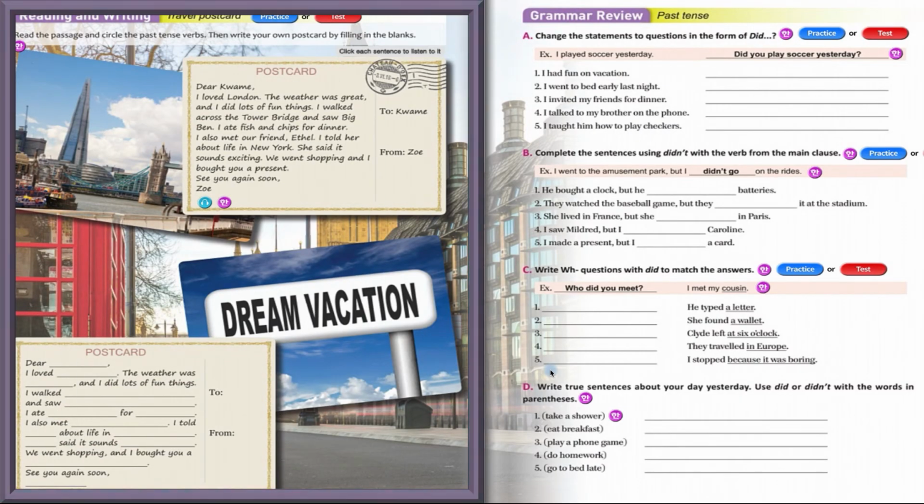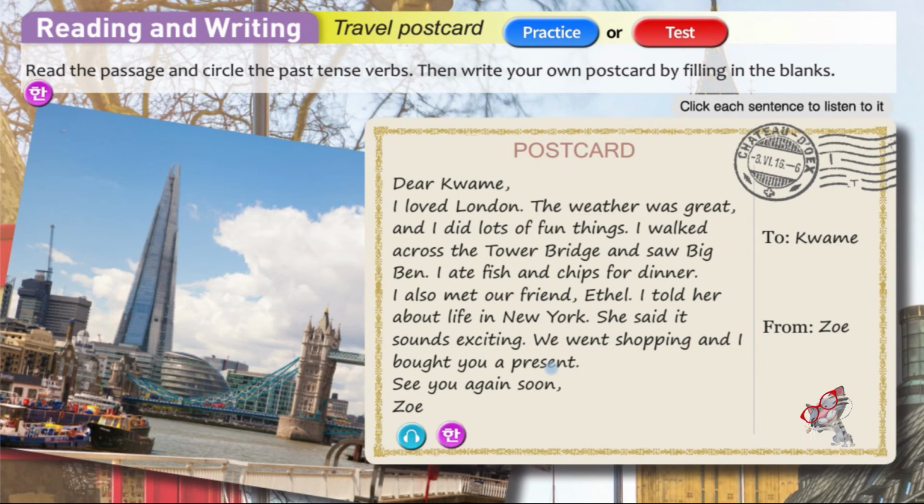We're going to look at something that is related to homework. So we have the reading and writing. The last thing we're going to be looking at is the reading. And we have here a postcard. So Yonghee, if you read the postcard, just read it, and then we'll do an example for the students to do. Okay?